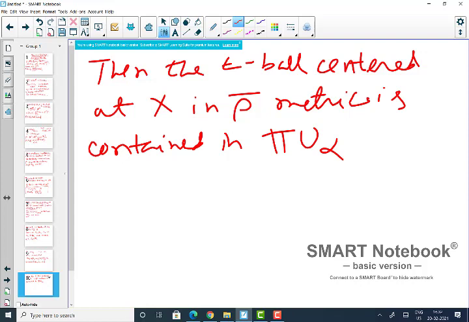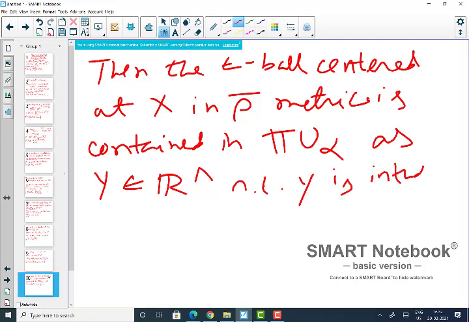So what does that mean? That means this epsilon ball centered at x is actually sitting inside the given open neighborhood containing the point x, right? Because you choose any point, say y, such that y is in this epsilon ball, let me write down this name, B rho bar (x, epsilon).